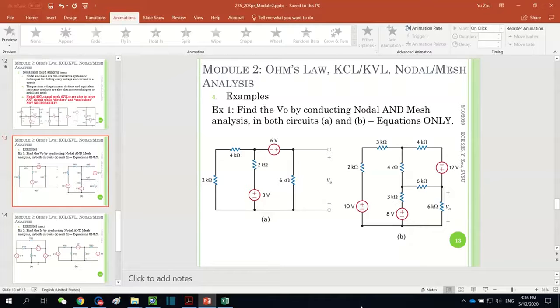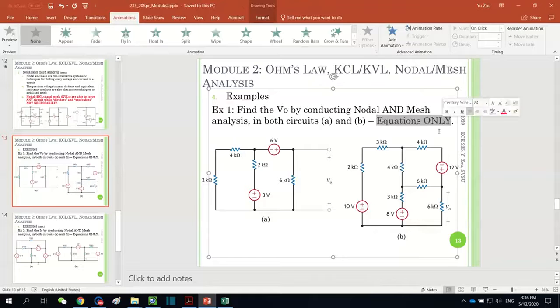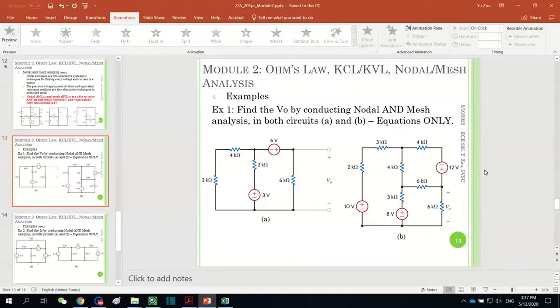Okay, here, also be careful. I'm asking for the equations and the equations only. So let's see how to do this, because in the exams, we also have problems asking for equations only without algebra calculation. Okay, let's take a look at circuit A.